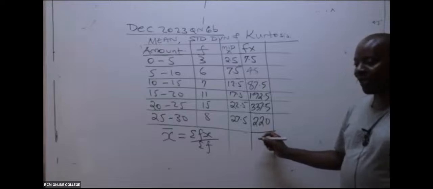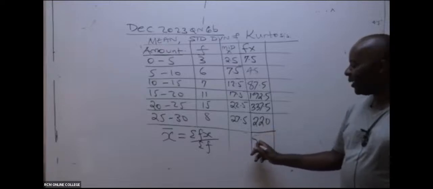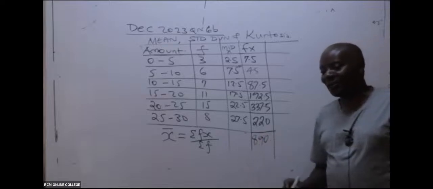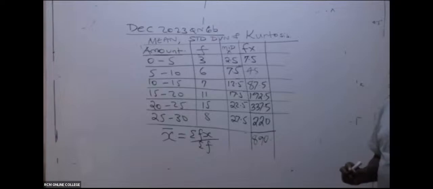Regarding Gashagwa, he's giving me 890 as the summation. Somebody called Sharon has confirmed.